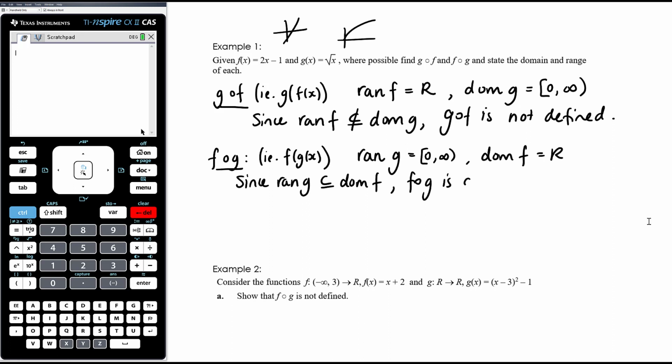It's really important if you're going to justify whether or not fog or GOF is defined, you can't just say that the range of this is or isn't a subset of the domain of this without actually stating what those ranges and domains are. You must make your answer specific to the question. It's not just about making a generic statement about composite functions. You must actually think about the functions involved here and calculate the relevant domain and range for those functions and draw a conclusion from that about whether the composition is possible.